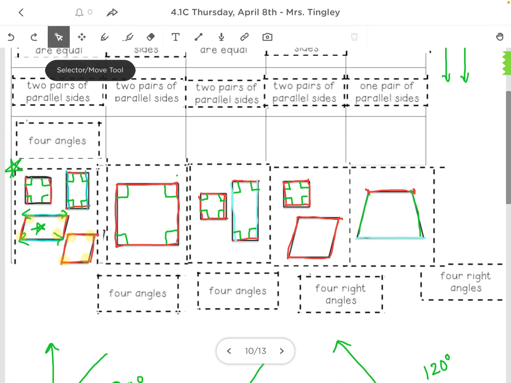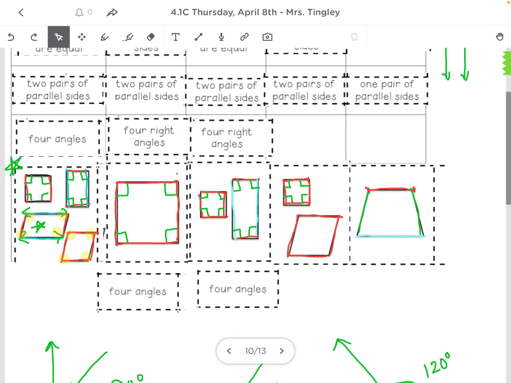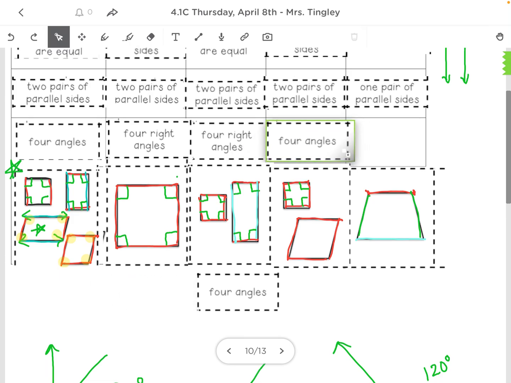What about a square? It has 4 right angles. And what about a rectangle? It also has 4 right angles. Squares and rectangles always have 4 right angles. You could fit a square in the corner.